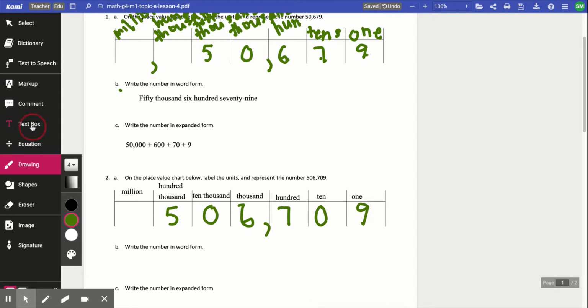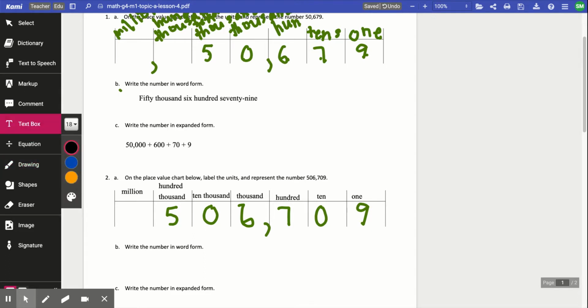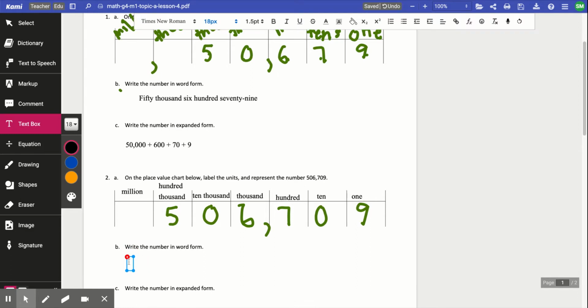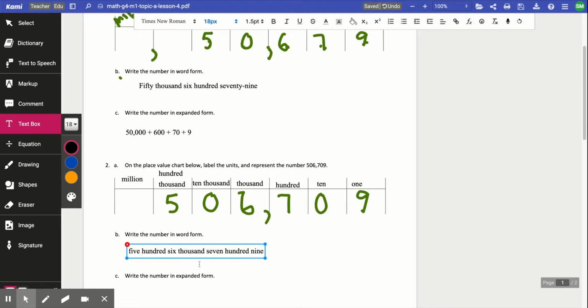Now I'm going to use my text box again, and I'm going to type in, write the number in word form. So if you can read it, you can write it. It's 506,709. Remember, we don't put any ands in. The and is only reserved for a decimal. So it would read 506,709.